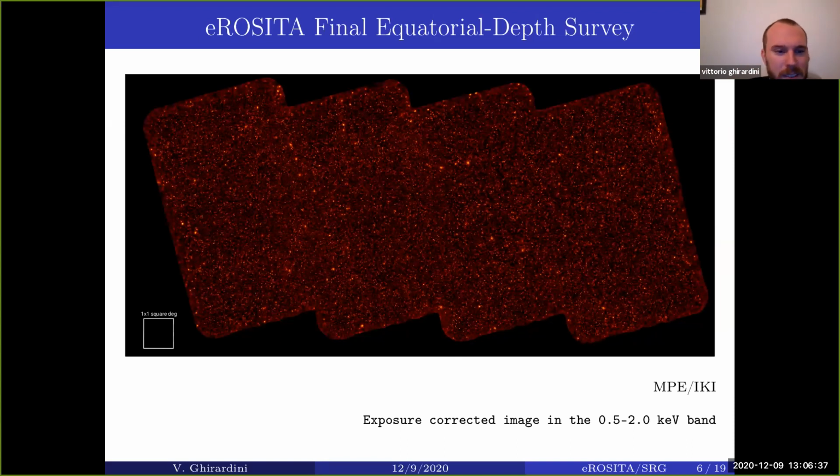In this case, it's a bit deeper. It's about 2.3 kiloseconds, the average exposure. You can see here the soft energy band of the field in eROSITA. And for scale, on the bottom left, you see how big a square degree is. On this field, we ran our source detection algorithm, and you see here in green all the extended sources that we found.